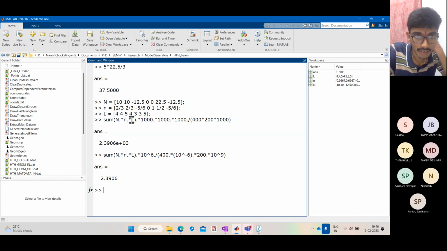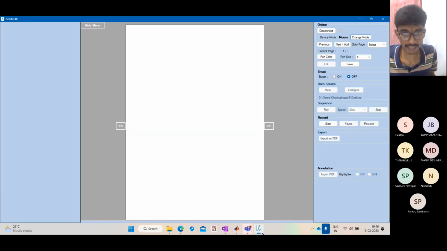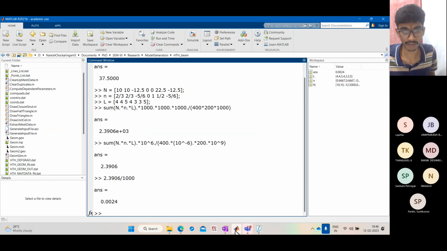Oh, correct. Since we applied 1 kilonewton force, right? So we applied 1 kilonewton force. So we should also divide by another 1000. So this is in mm. So 2.3906 by 1000. That will give us the answer in meters. So the deflection of the point B is 2.4 mm.